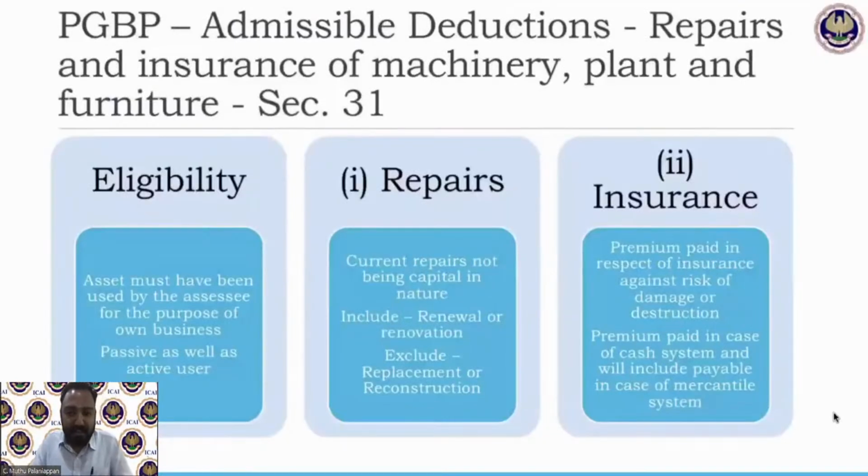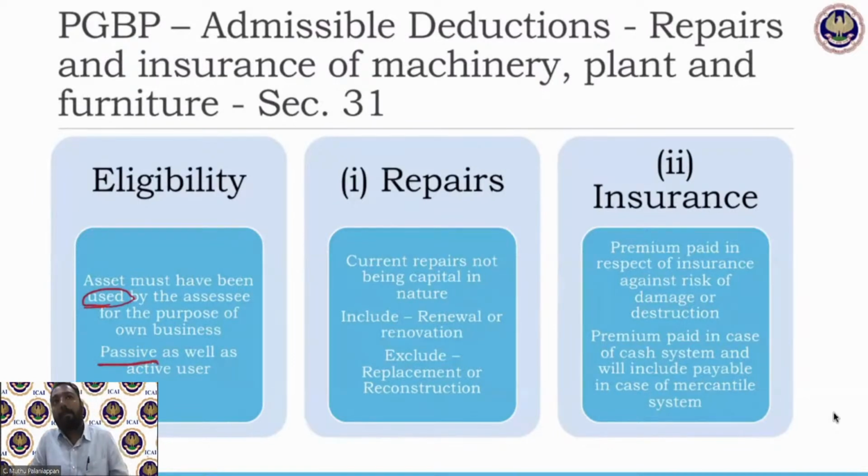So now coming back, what is the eligibility to claim this? The only thing is the asset for which you are claiming repair or insurance should be used by the assessee. Please understand the term used by the assessee for the purpose of business. Now the word used is very critical, because it includes passive use as well as active use.